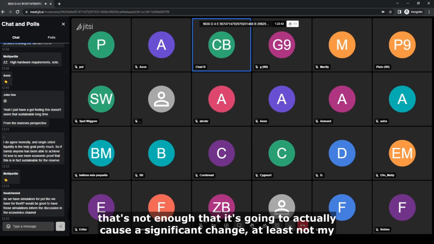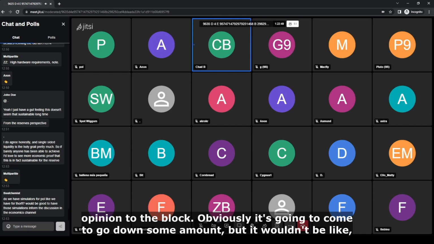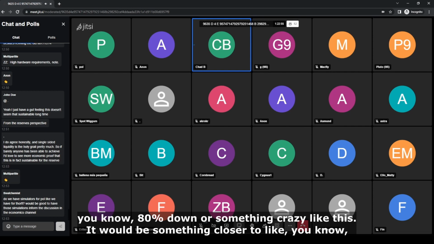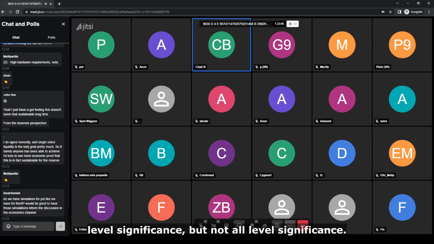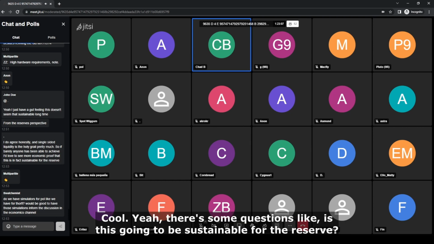That's not enough that it's going to cause a significant change, at least not in my opinion, to the block rewards. Obviously, it's going to cause them to go down some amount, but it wouldn't be like 80% down or something crazy like this. It would be closer to 10 to 15% or something like that, which wouldn't be all that significant. I mean, it's some level of significance, but not a high level of significance.